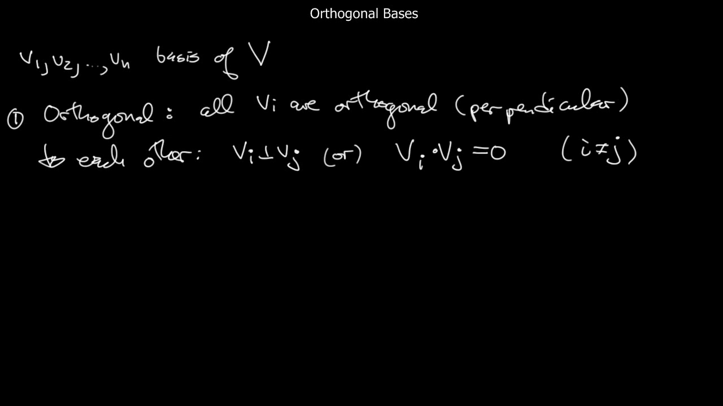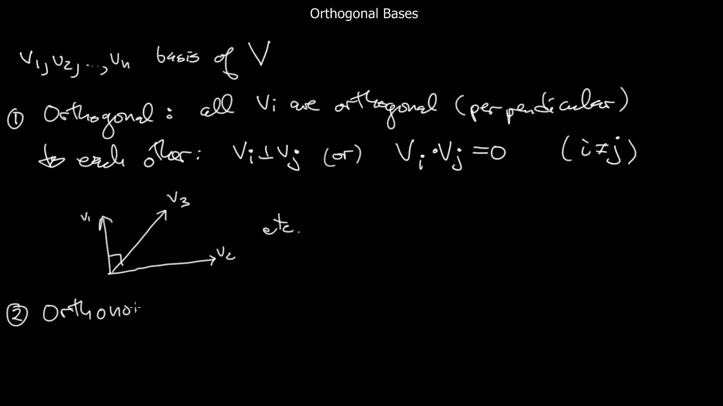Now we're only going to be talking about the dot product here, but the same thing applies to any inner product, but I'm just going to use the dot product for this. And the picture is simply that you have v1 and v2, for example, at right angles, and then v3 is at right angles to that. And, well, it gets harder to draw in 4 dimensions, but you get the idea.